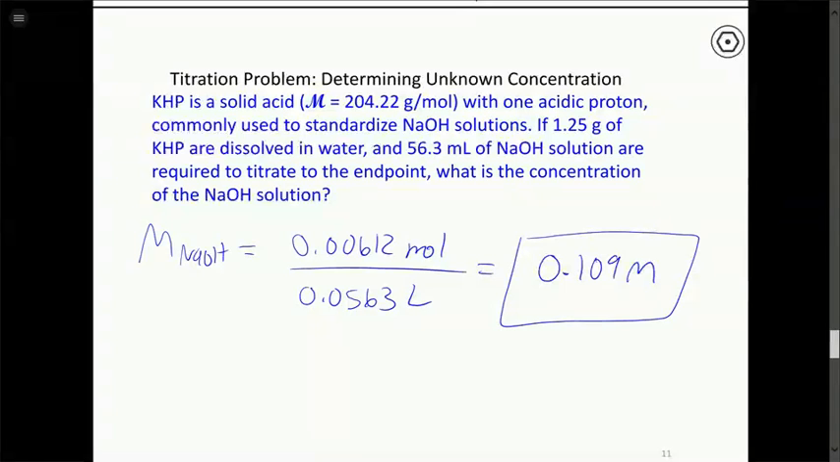Alright, so if we're asked to find the molarity of a solution, we have to find the moles and the liters, and usually, in this case, as we saw, the volume is going to be given to us, and we have to use the titration information, the amount of acid that we had present, to figure out the moles of the base that are present.